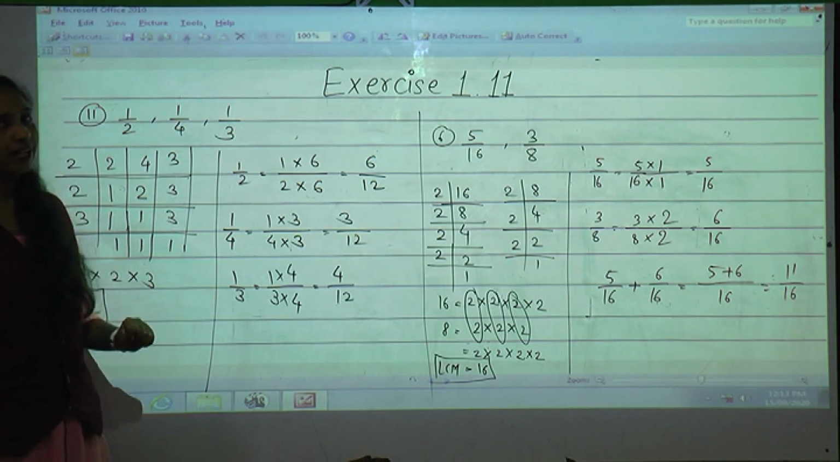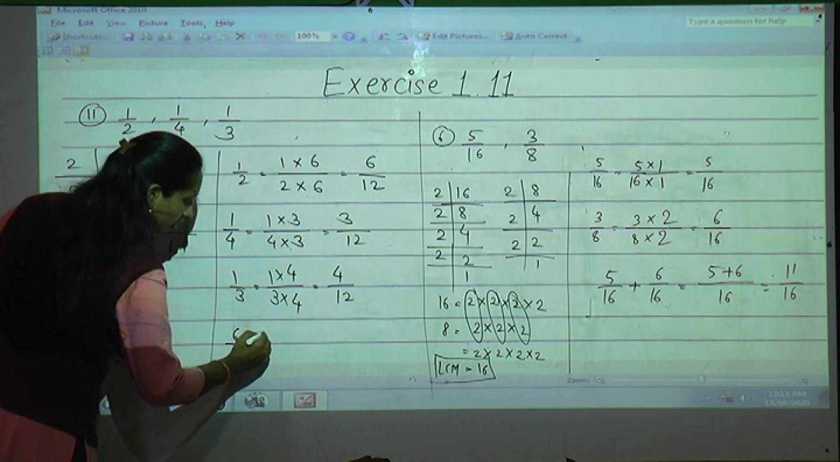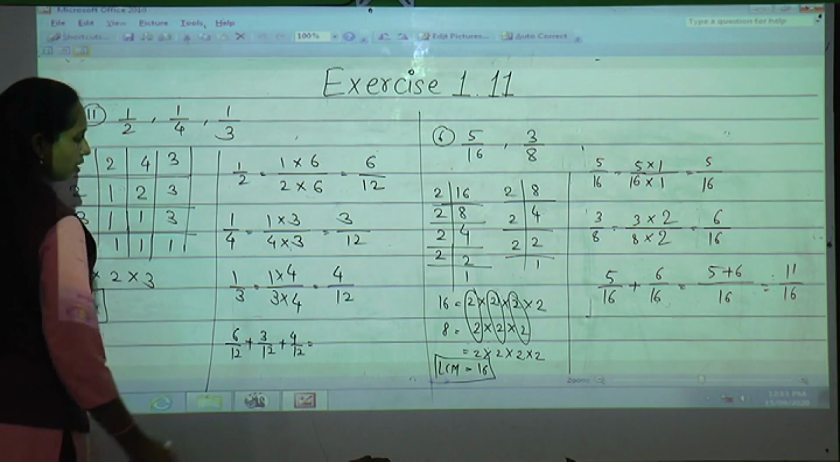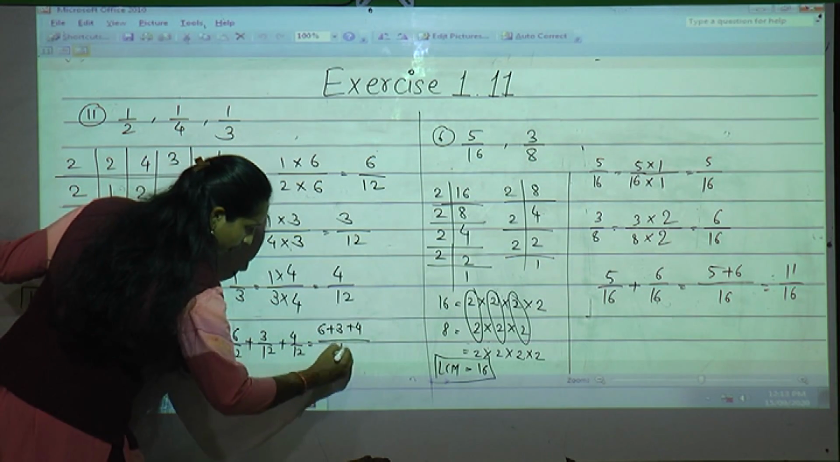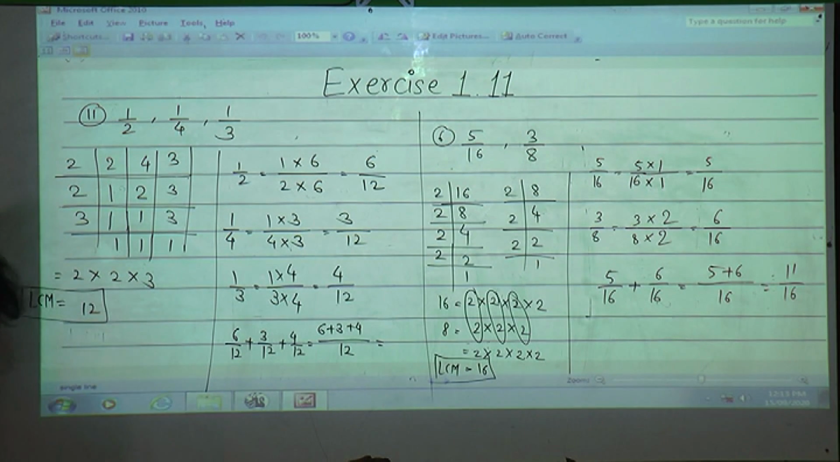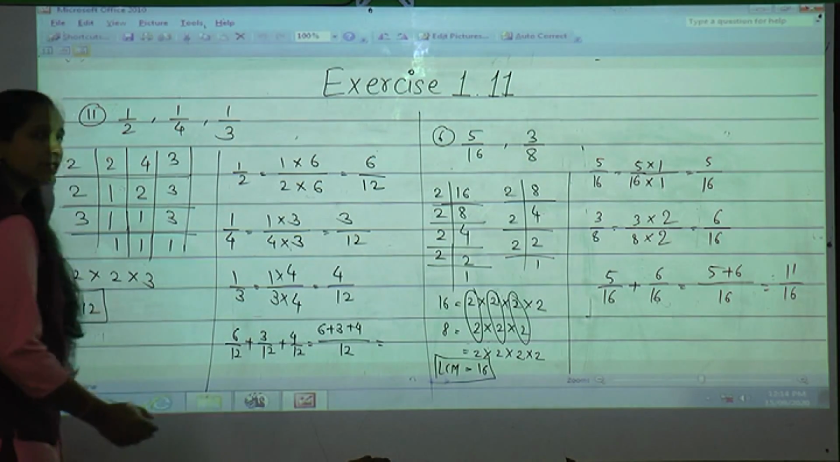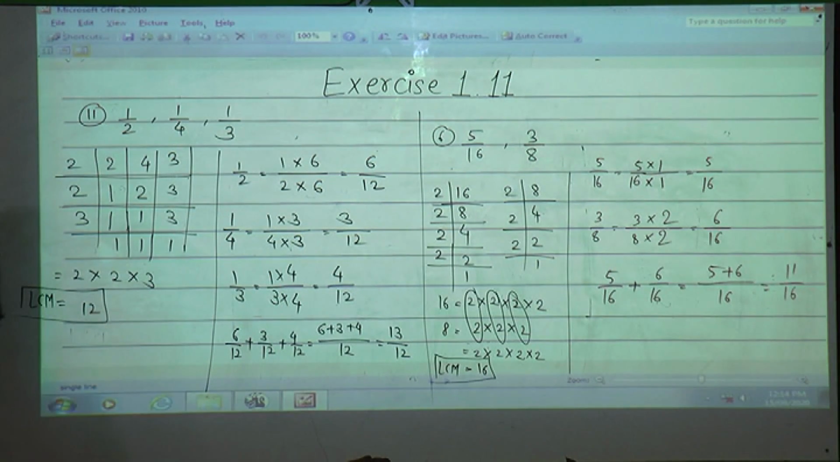Now we have converted into like fractions. Now we can add together 6 upon 12 plus 3 upon 12 plus 4 upon 12. Okay. So now add all numerators together. 6 plus 3 plus 4 upon 12. Denominator write once only. Now tell me the addition. 6 plus 3 is 9. 9 plus 4 is 13. 13 upon 12. Okay. This is just addition. So no need to convert. We can write in this way only.